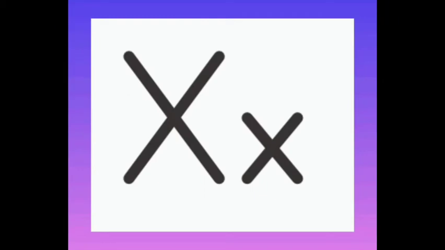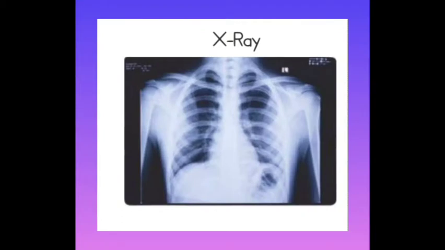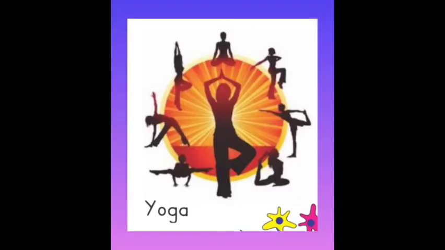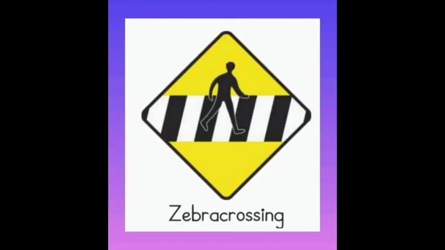Alphabet X. X says Z. X says X. X for X-ray. Alphabet Y. Y says Y. Y for yoga. Alphabet Z. Z says Z. Z for zebra crossing. Kids, after revising in order alphabet A to Z, let us write in order alphabet A to Z in our class workbook.